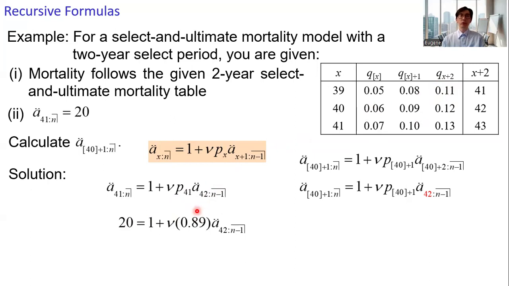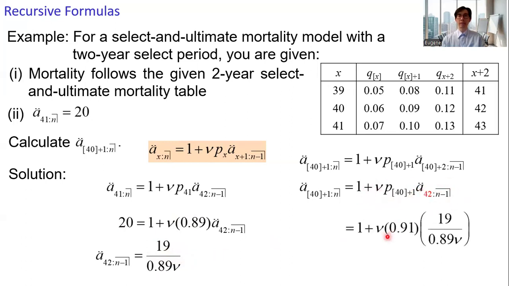We don't know the value for v because we don't have the interest rate. It doesn't matter. We can still solve for ä_42:n+1. So this gives us an expression in terms of v. Plug this into the second relationship, and you can see that the v can be cancelled. And we can get the answer, 20.427.